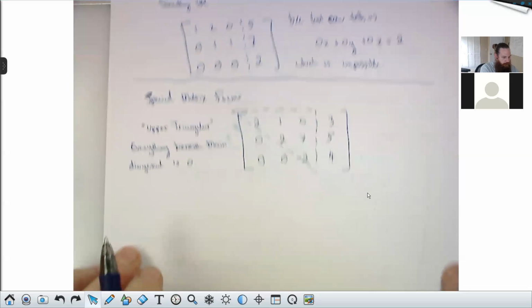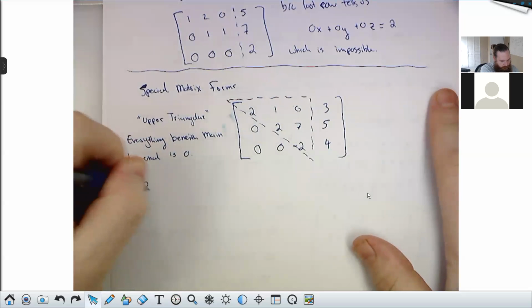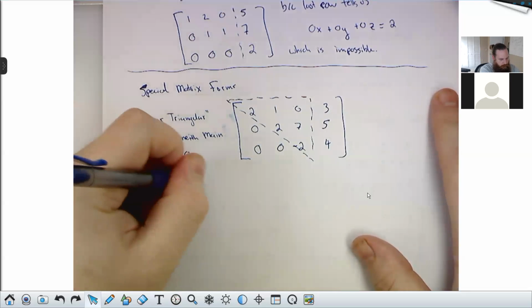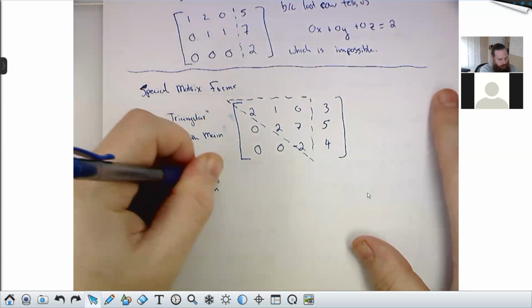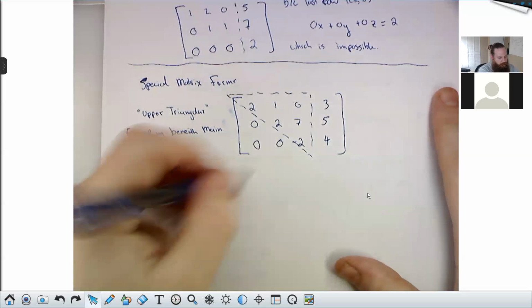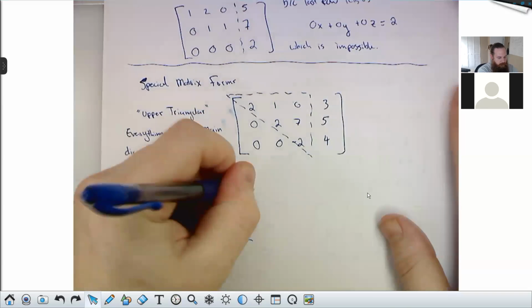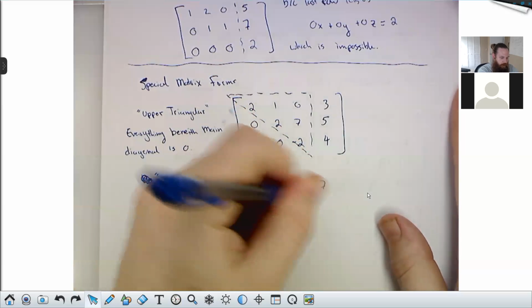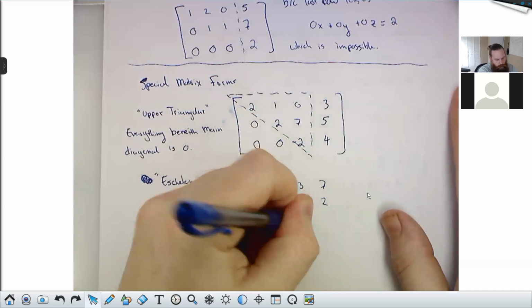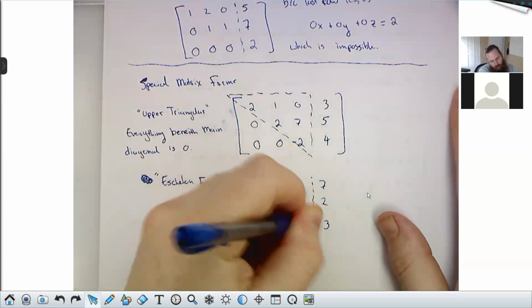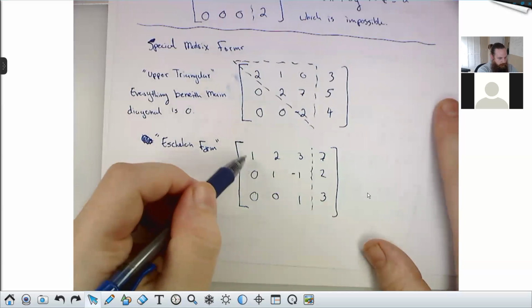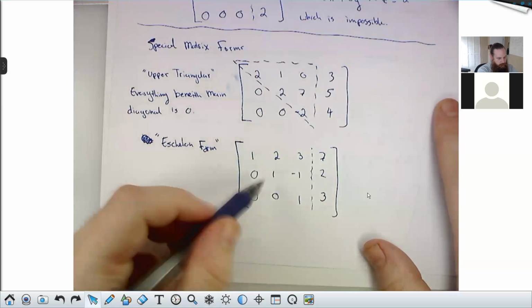There's two other special forms. One is called echelon form. And this is the same thing, just where the main diagonal is all ones. So like 1, 2, 3, 7, 0, 1, negative 1, 2, 0, 0, 1, 3. This is called echelon form because everything beneath the main diagonal is 0, and the main diagonals are all themselves 1.